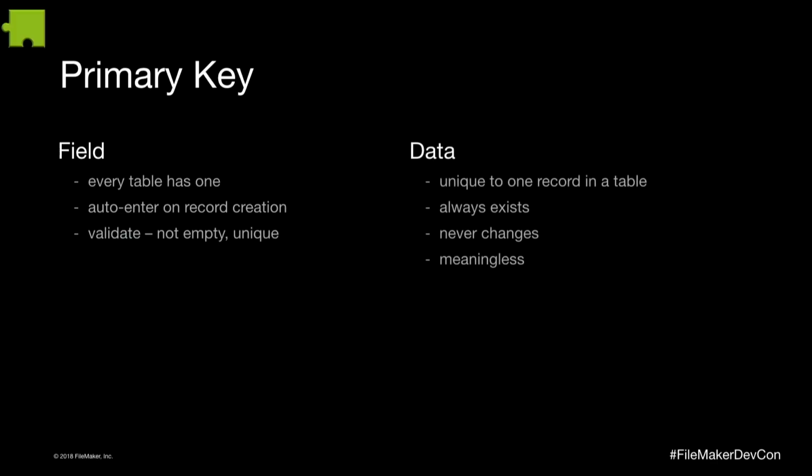When we look at the data in that field, obviously it is unique to one record in that table. It always exists. It never ever changes. It gets established and that's it. It's just stamped in there forever. And the last important point is that it is meaningless. You're not going to use this data for anything outside the database, and to that extent, as a user, you probably will never see a primary key or a foreign key in real life because it's meaningless. It's only used by the database in the relationship.